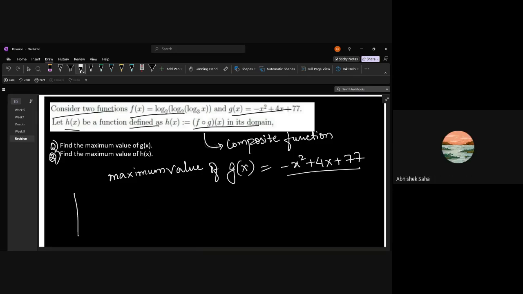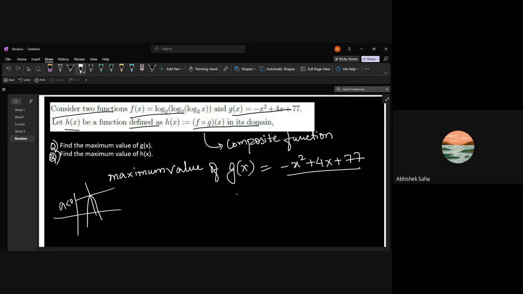Using the formula for the vertex, which you already know, here a is negative. If a is negative, the parabola opens downward, so we can find the maximum value only. So the maximum value is at the vertex.